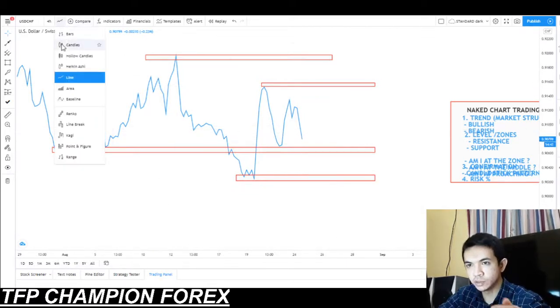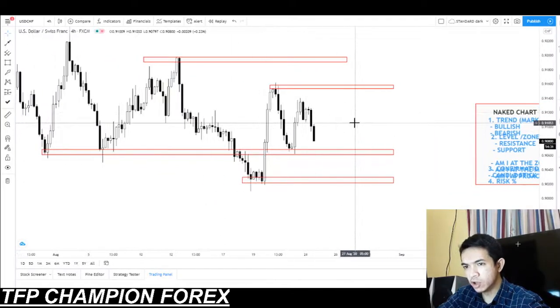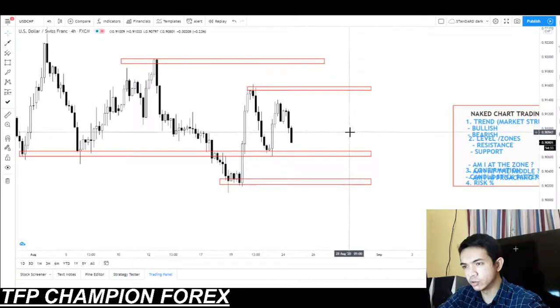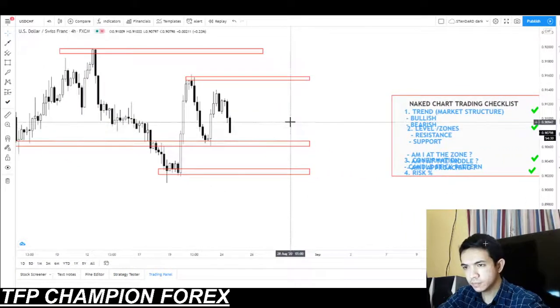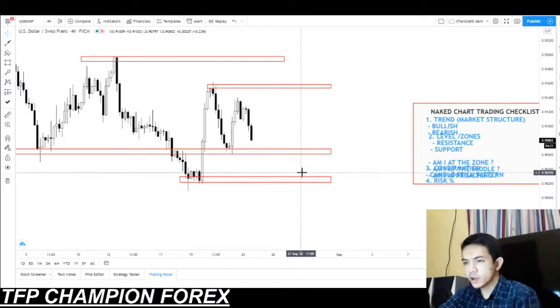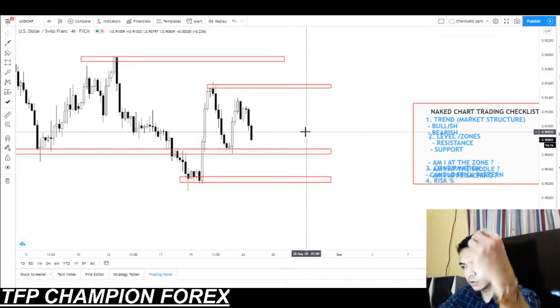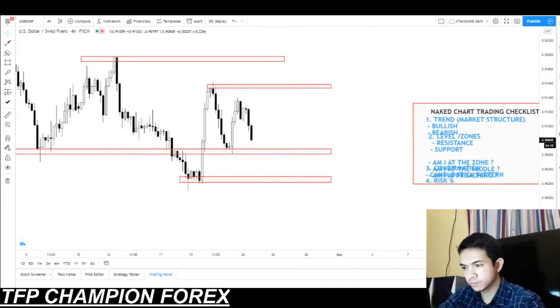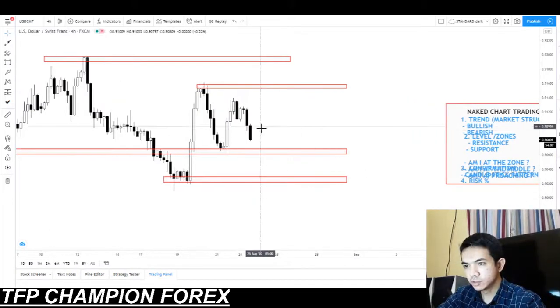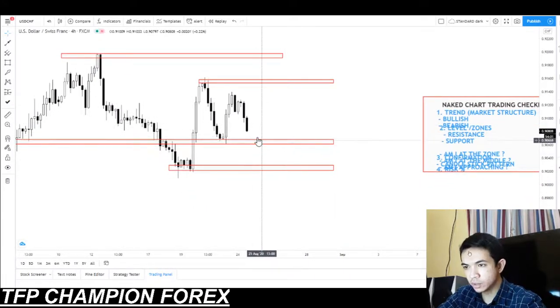So let's go back to the candlestick chart. All right. So we now have our key significant level or zones. All right. So next thing, we already know our key resistance and key support levels. So where am I at the zone? So am I at the middle? Am I already at the zone, or am I already approaching these zones? So that's the question. So we can see that the price is approaching our support zone over here.